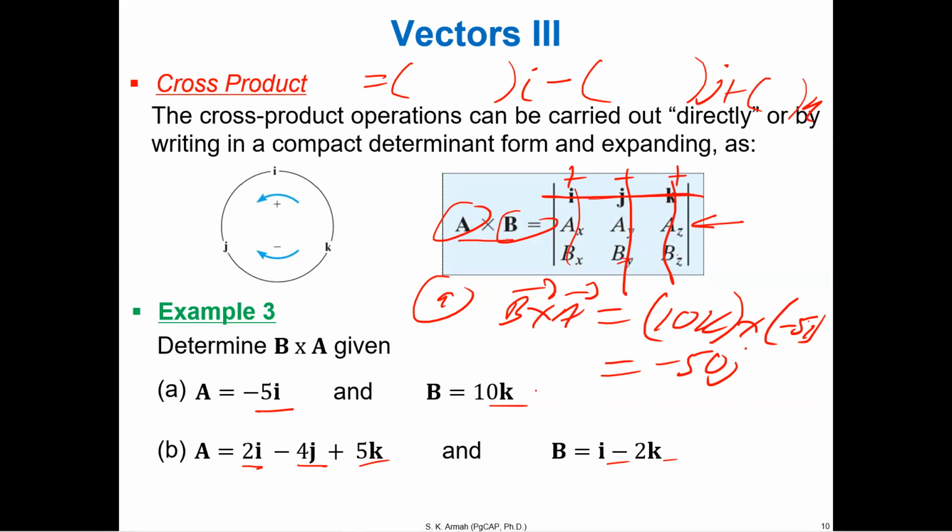So you could use the same example for this. If you want to use the same example for A, then you're going to set up your matrix like this. Let me show you one. You write I here, J here, and K. The first row here, or we are doing B first, so B: 0, 0, 10.